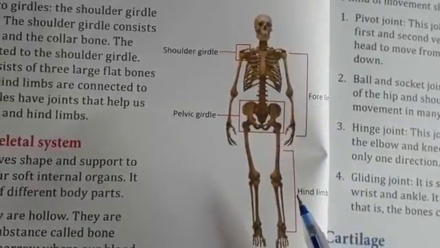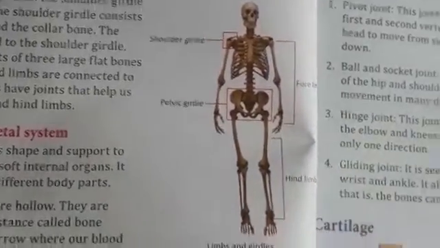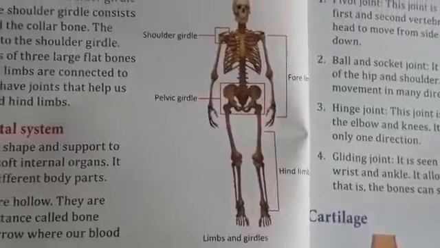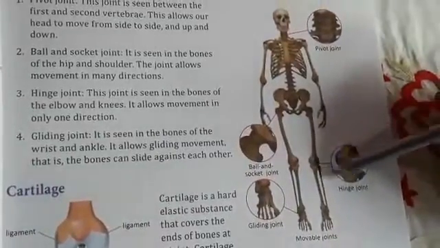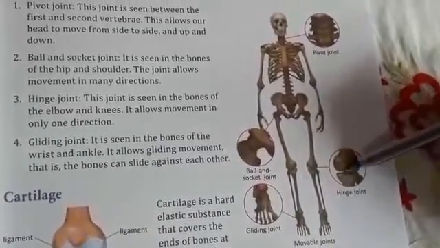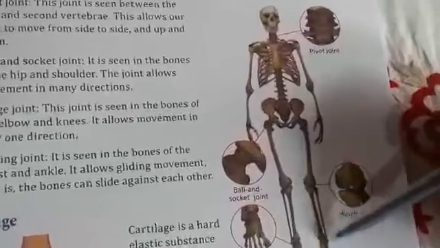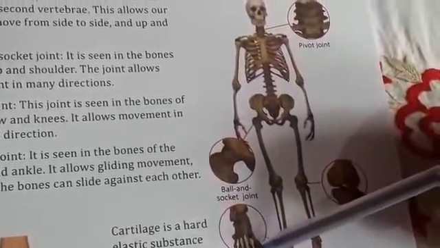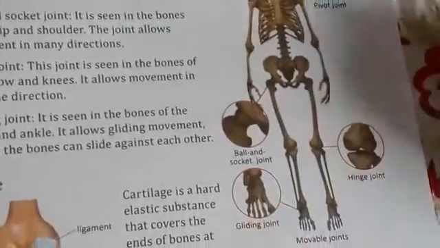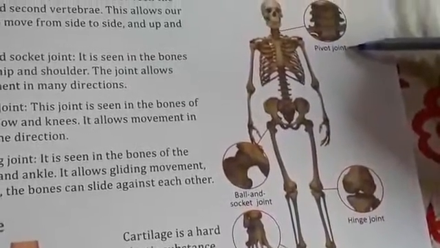Movable joints. Joints that allow movement are called movable joints. Depending on the kind of movement, movable joints are hinge joints, ball and socket joints, gliding joints, and pivot joints.